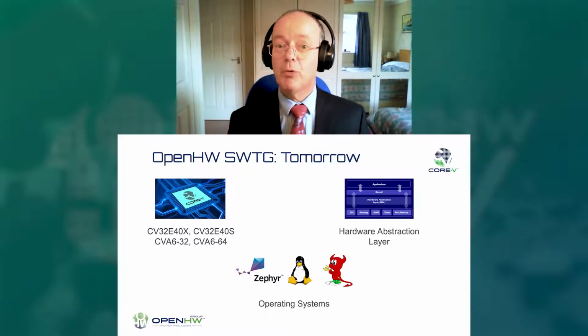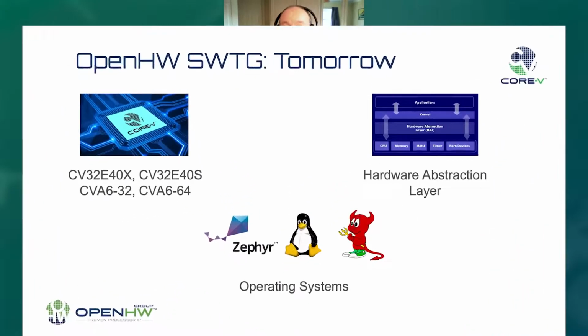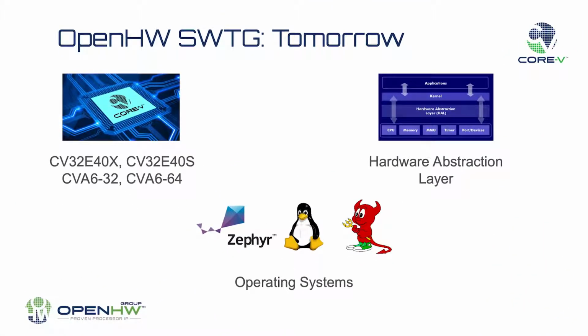But we are a living project, and I want to just say a little bit about where we're looking to in the future. The first thing is we need to generalize our work so it works on all the CORE-V family now and in the future. So that means things like the CV32E40X, the generic chip with generic instruction set extension interface, the CV32E40S, the security version of the chip aimed at security applications, and the application class core, the CVA6, in its 32-bit and 64-bit versions. We need to support all of those.